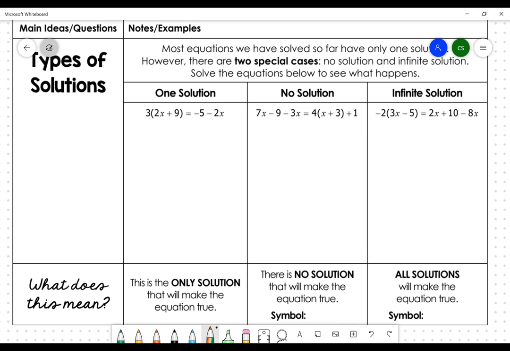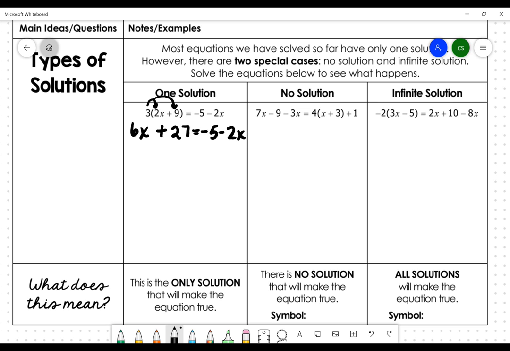So, an example of one solution: 3 times (2x plus 9) is equal to negative 5 minus 3x. In order to solve and isolate x, I first need to distribute. I need to distribute 3 inside my parentheses. So 3 times 2x is 6x, and 3 times positive 9 is 27.